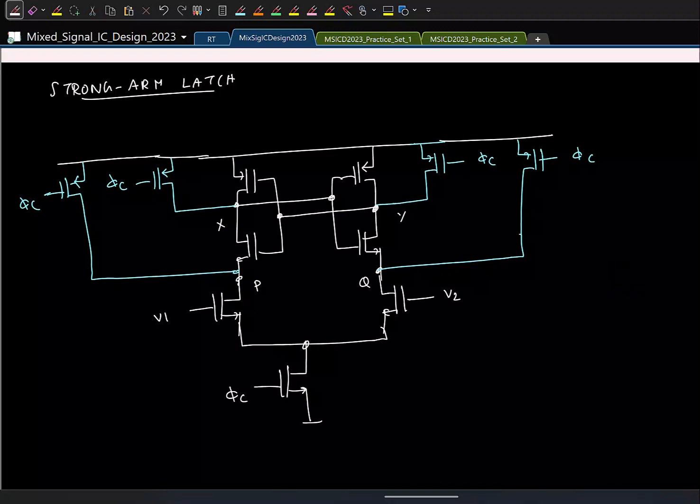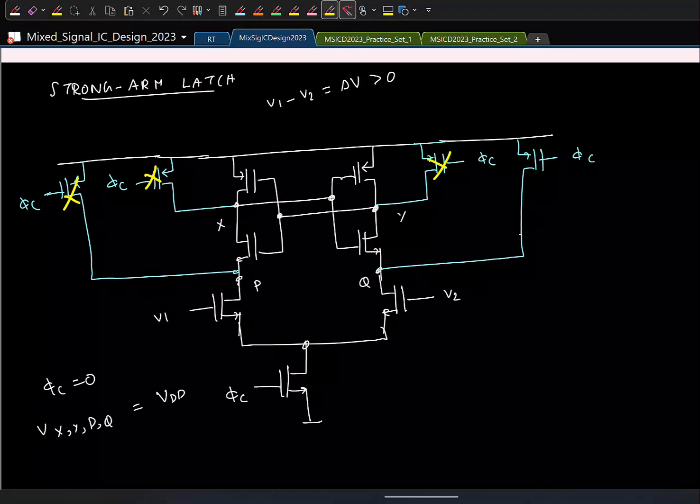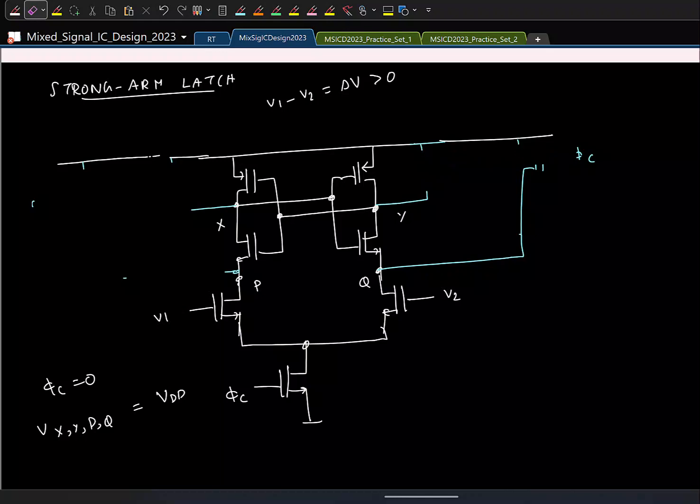So now let's actually see how the outputs are going to change. Again, I'll consider V1 minus V2 is delta V for now. As usual, it is greater than 0. And when phi C is 0, what can you say about X, Y, P and Q? When the clock phi C is 0, all the voltages X, Y, P and Q, all of them are reset to VDD, right? And when phi C is on, these switches are not active. So I'll remove this for now to reduce clutter.